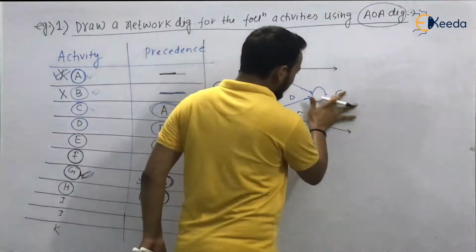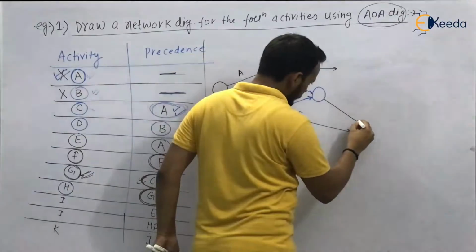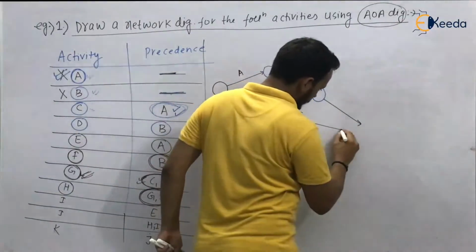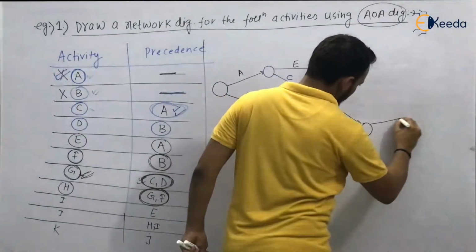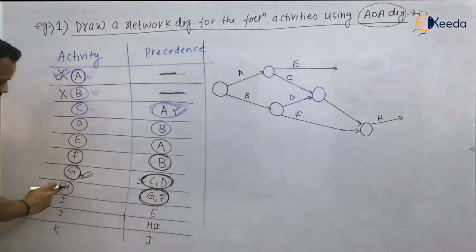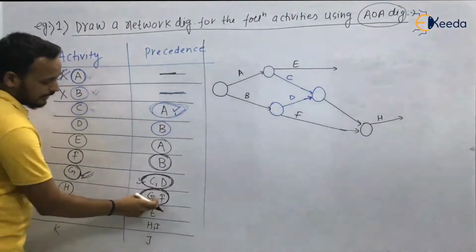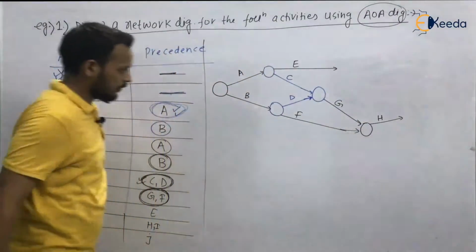So you have to match G and F because you have to start activity H. So just start activity H. Okay, H and the precedence is G and F. It means you have to match activity G and F.